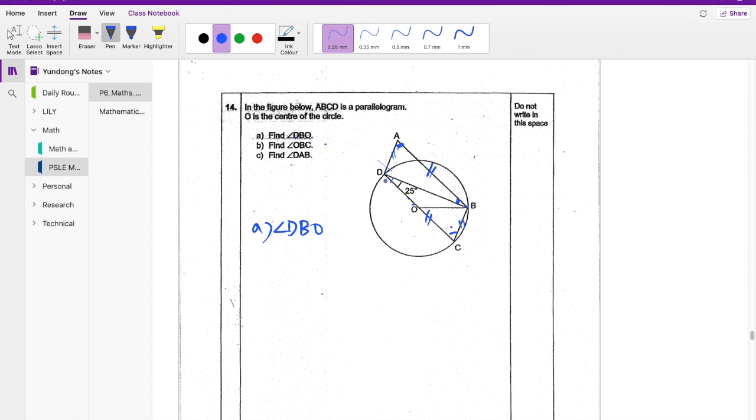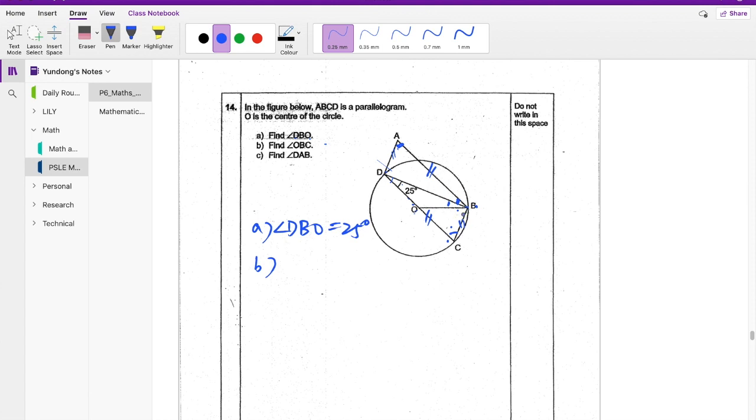Within the circle, OD equals OB, right? So this is 25. This is also 25. So DBO is 25. Next, OBC.